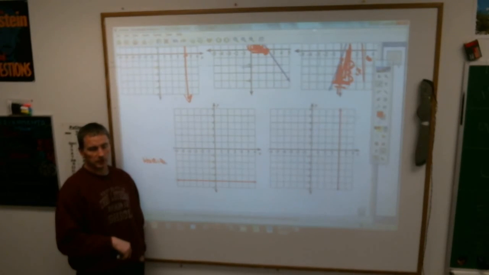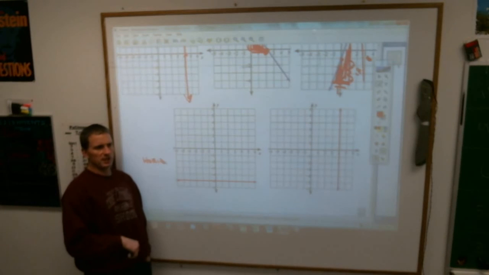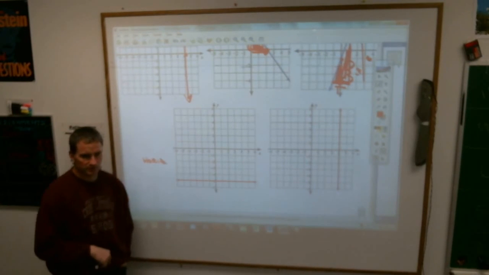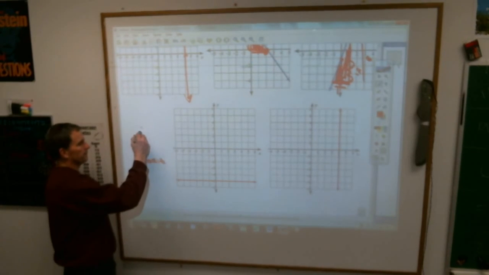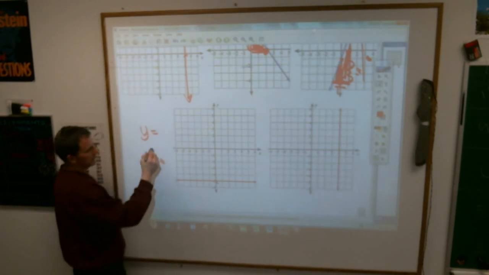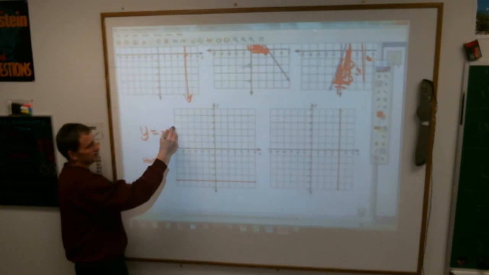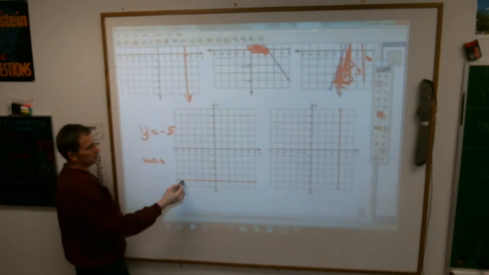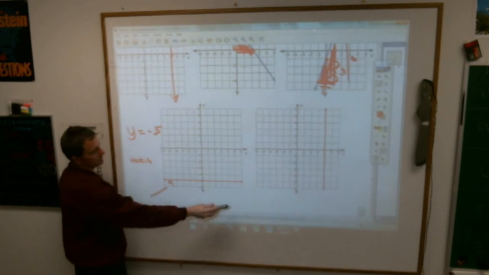I look at my notes and I say, horizontal lines are what type? X equals or y equals? Y equals. Y equals what? Right there. Y equals -5. No matter what x is, y equals. Y lines are horizontal.